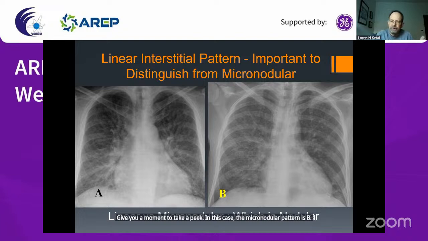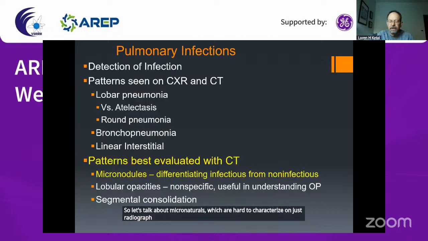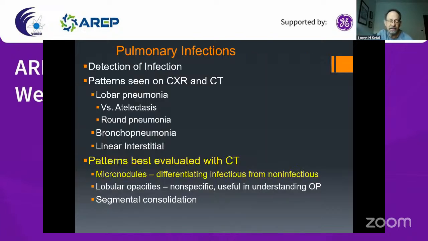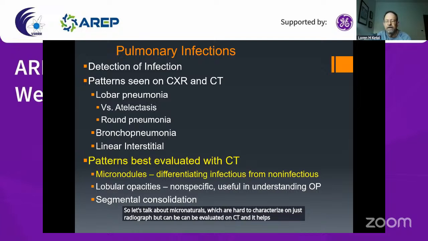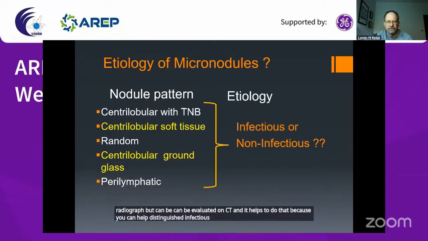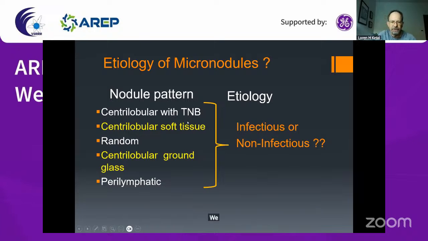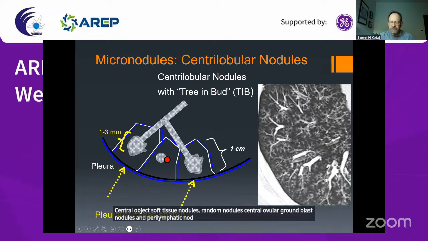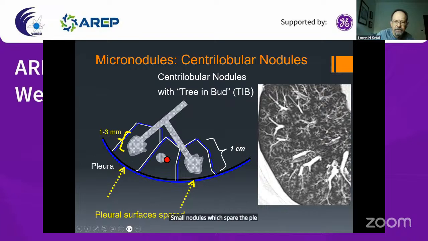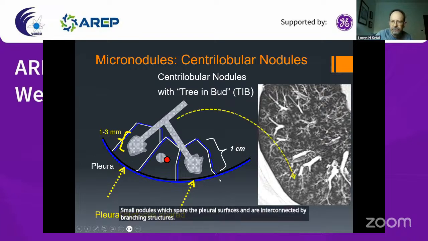So let's talk about micronodules, which are hard to characterize on chest radiograph, but can be evaluated on CT, and it helps to do that because you can help distinguish infectious from non-infectious diseases. We're going to talk about central lobular nodules with tree and bud, central lobular soft tissue nodules, random nodules, central lobular ground glass nodules, and perilymphatic nodules. So the first, which many of you are familiar with, are tree and bud nodules, small nodules which spare the pleural surfaces and are interconnected by branching structures, as you can see here in this CT.